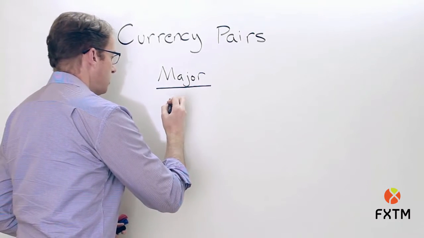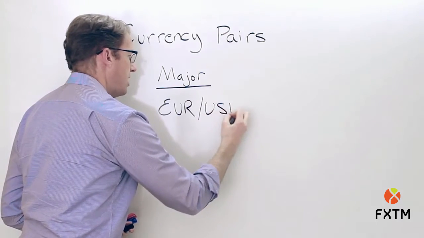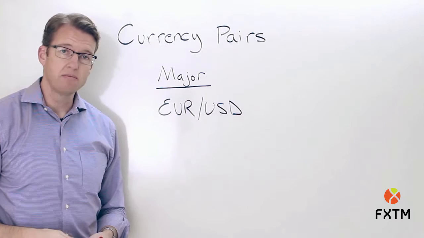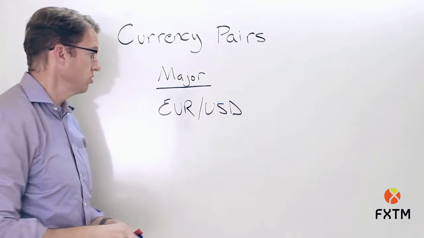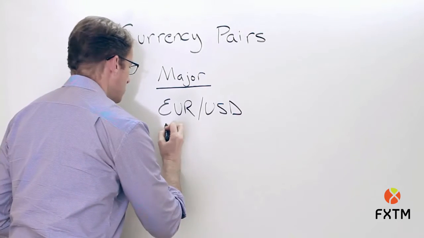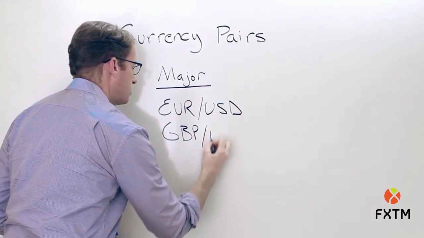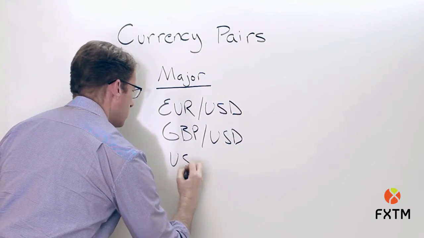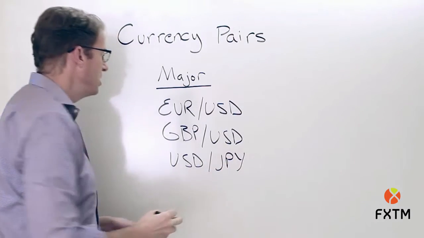As an example, the euro to the US dollar, just that pair itself, is about 24% of all trading volume every day, at least according to the Bank for International Settlements in 2013. But other currency pairs, as you might imagine, are similar. So let's say the Great British Pound versus the US dollar, or the dollar to the yen, this would also be considered a major pair.